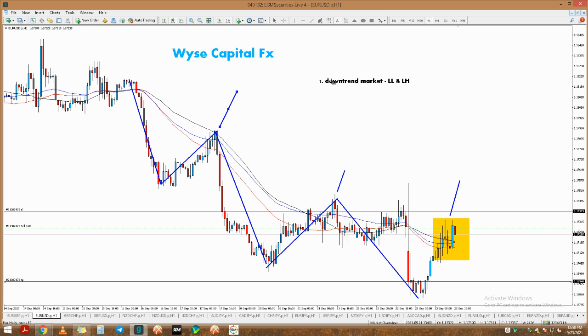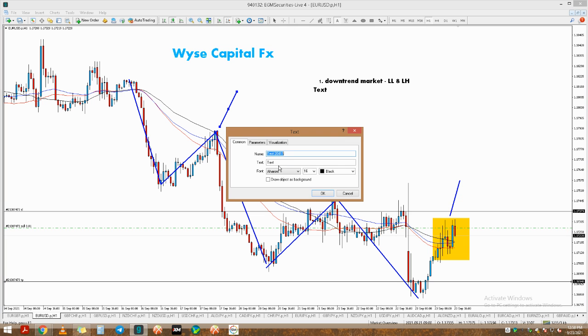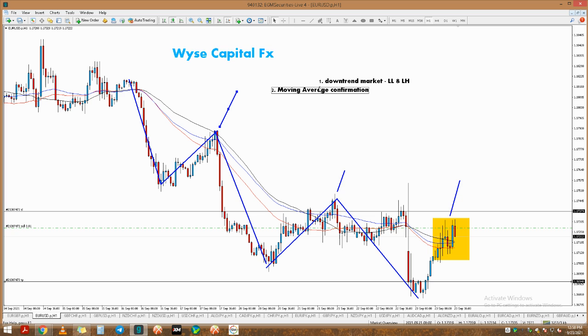So this brings in the second point, point number 2: we have moving average confirmation. That is our second reason.